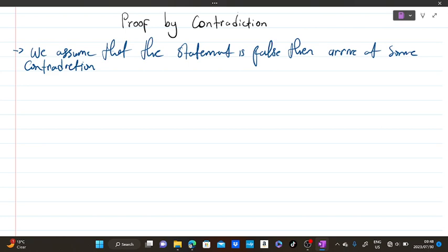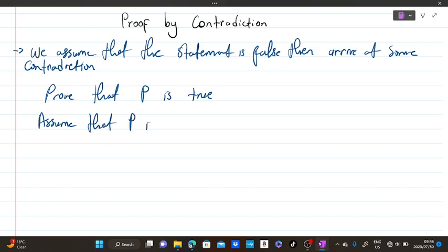So let's say that we need to prove that P is true. We need to prove that the statement P is true. The first thing that we need to do is to assume that P is false. That is the first step. After assuming, if we assume that P is false, or we negate P, it means that not P is true. If P is false, then not P is true. Then after assuming, we'll arrive at some contradiction.